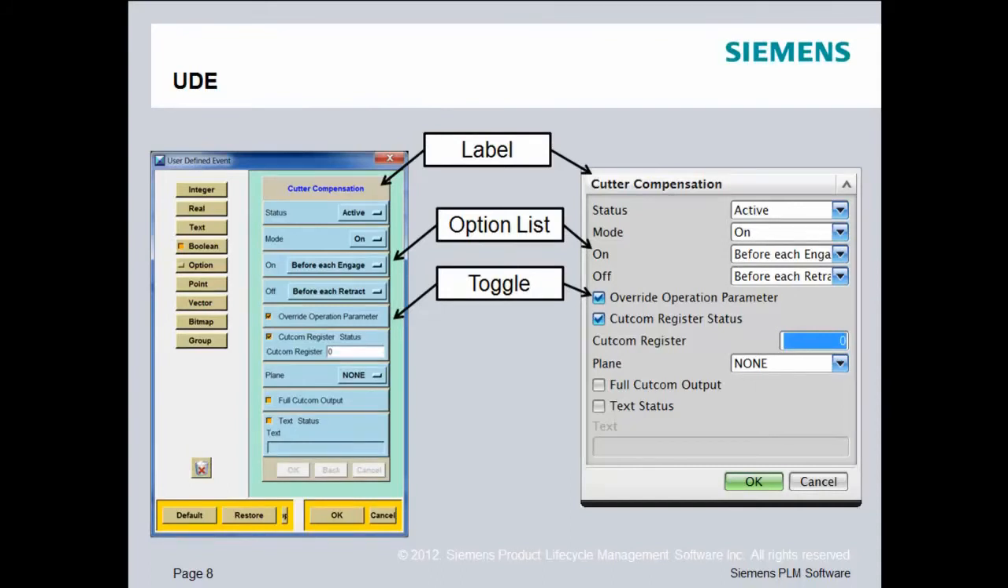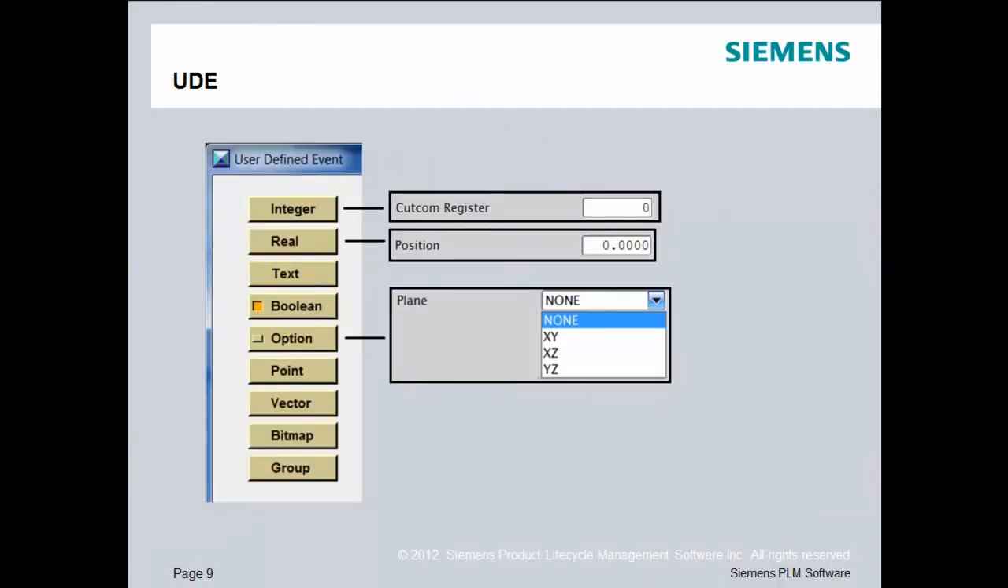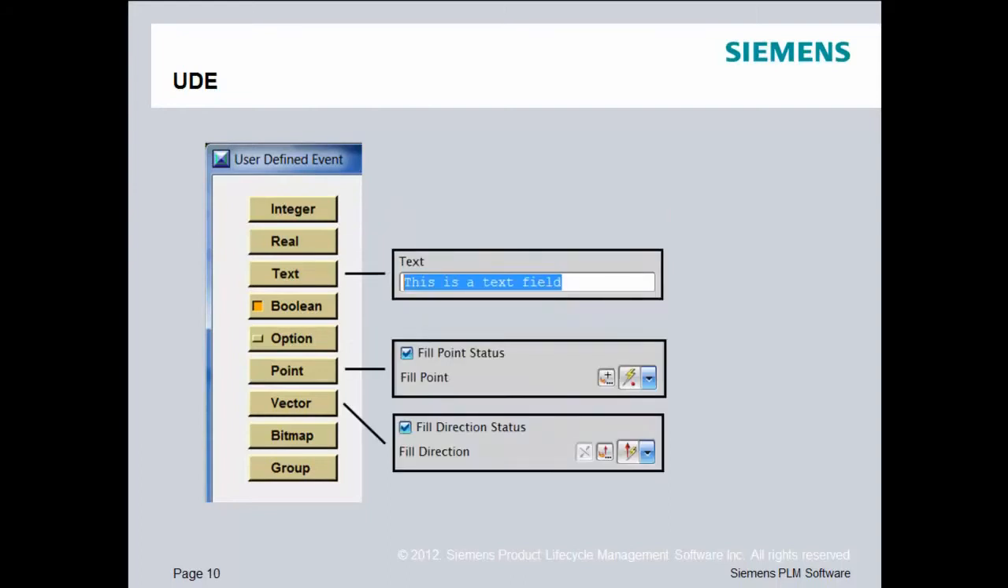In fact, there are several different types of options that you can turn on in your own user-defined event dialog. Let's take a look at some of them. An integer value would be appropriate to use if you're trying to establish a cutcom register or a tool value, anything that doesn't require a decimal point. If you need a real value with a decimal point, that's what the real option is for. The option list allows you to define your own list of things that the user can select inside of NX. Text field creates a text field that you can type into inside of NX or CAM Express. Point allows you to define a point on the graphics area. And vector allows you to create a vector in the graphics area.